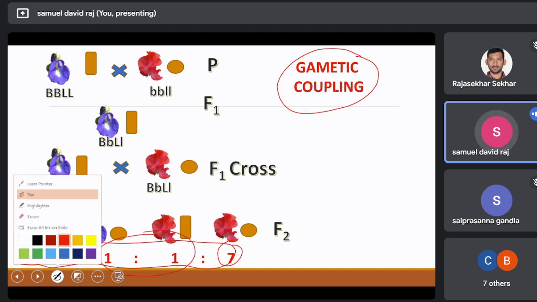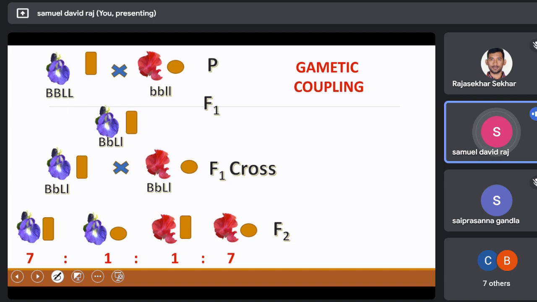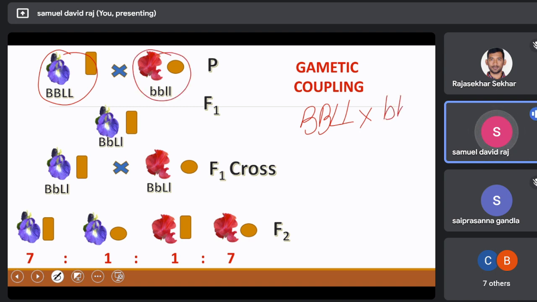After finding these results, they explained this phenomenon like this. Let us take the first genotype, capital B, capital B, capital L, capital L, and the second genotype of the parental generation, small b, small b, small l, small l. So can anybody tell me the genotype of the gametes here? The genotype of the gamete from the capital B, capital B, capital L, capital L one.